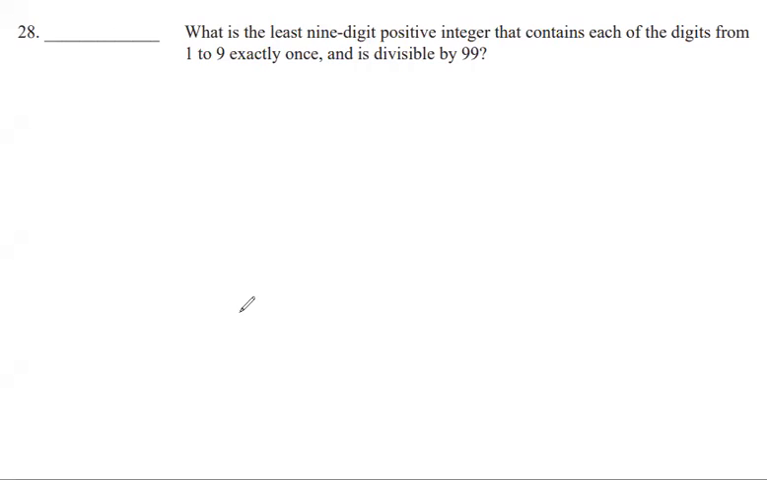Number 28 now. What is the least 9-digit positive integer that contains the digits 1 through 9 exactly once, and that's divisible by 99? So the first thing we need to remember is that in order for a number to be divisible by 99, it should be divisible by 11 and 9. And the digit sum should be a multiple of 9 in order for that to be divisible by 9. And if you are using 1 through 9, if you use the Gauss formula, you will get all the way to 9.